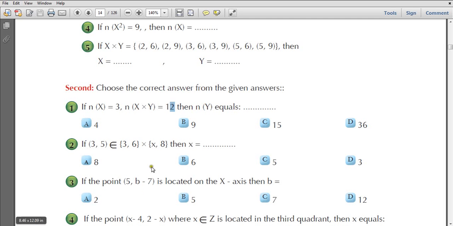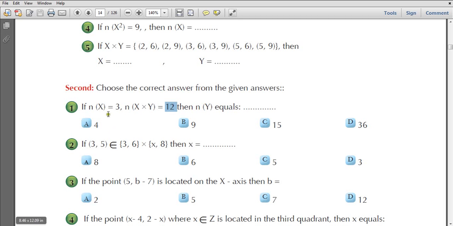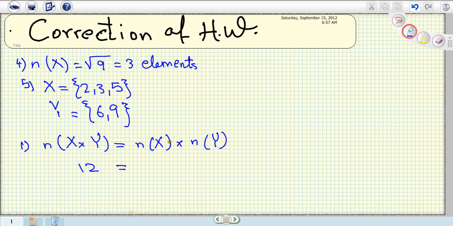So we have here the number of ordered pairs of the Cartesian product x and y, it's 12. So I'm going to write here 12 equals, and n(x) is 3, which means the number of elements in set x is 3. So 3 multiplied by n(y). I want to get the value of n(y). It's a simple equation, so n(y) equals 12 divided by 3. So the answer is 4 elements.